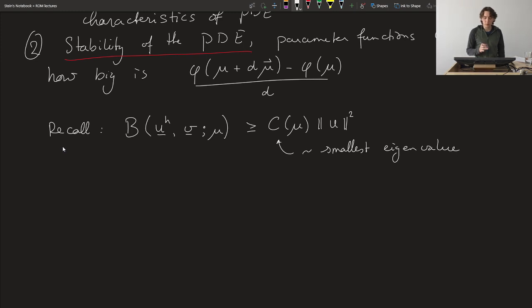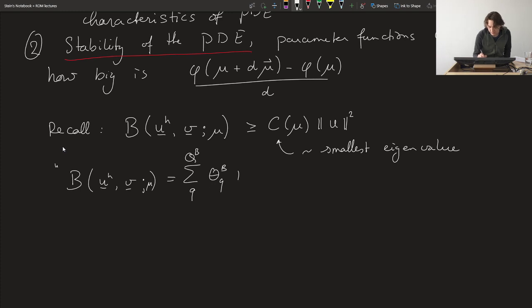And as I showed back then, this has to do with the stability of the system, in the sense that if I fluctuate my data a little bit, how much is my solution going to change? So that's going to be an important stability characteristic that we'll end up seeing in the final expression. But I need some more information. Also recall that the whole point of this affine decomposition is that we would write our bilinear forms as sums. How many of them? Some Q_B of functions theta that depend on mu times bilinear forms that do not depend on mu.